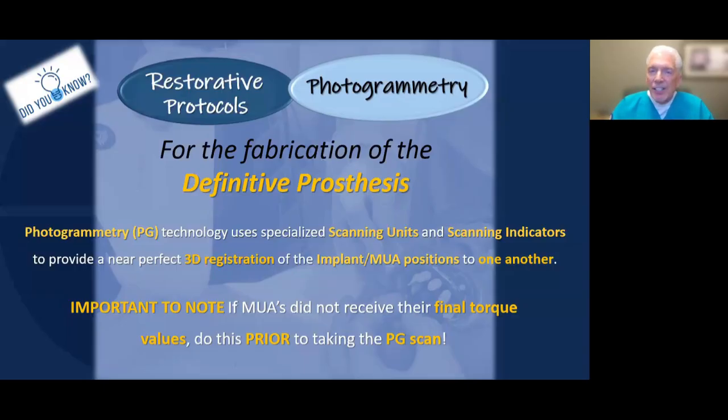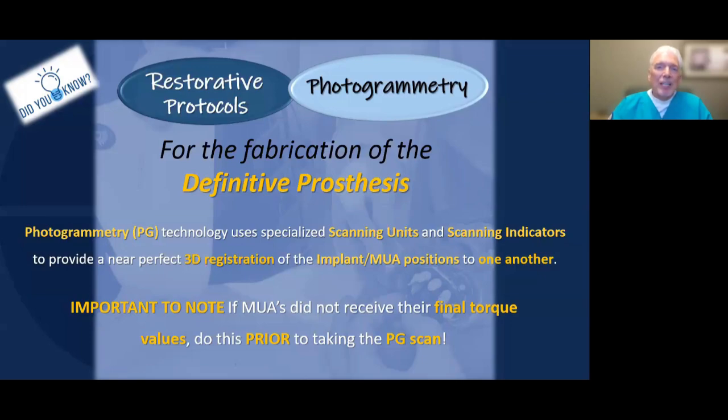Maybe you have 6 implants in an arch. My point being that maybe the multi-unit abutment wasn't tightened to the manufacturer's recommended torque values. So that should be noted by the surgeon. And if you're doing the surgery yourself, you want to always make sure and note that in the patient's chart.